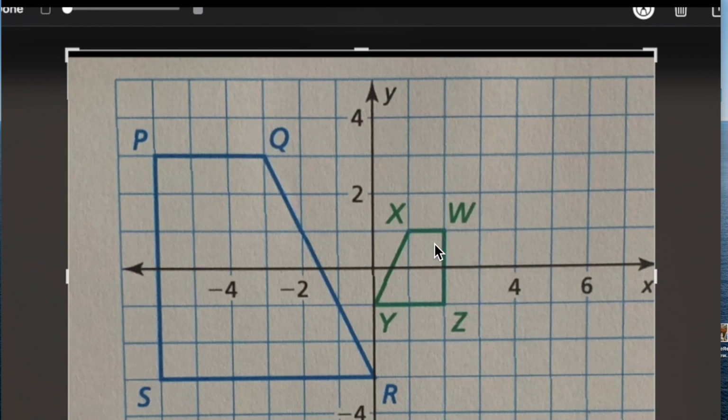Now here, they don't tell us how many primes there are in the post image, so we don't know if this is the result of one transformation or two or more transformations. So I hate when they do this. Instead of giving us prime or double prime in the original letters, they change the letters on us. So what I like to do in this situation is cross out these x, w, and z and use the original letters.